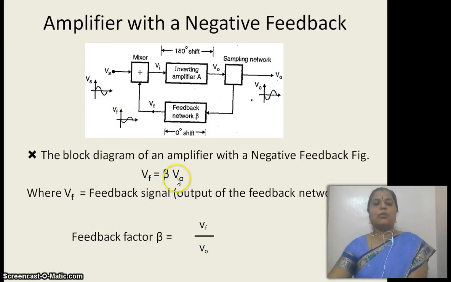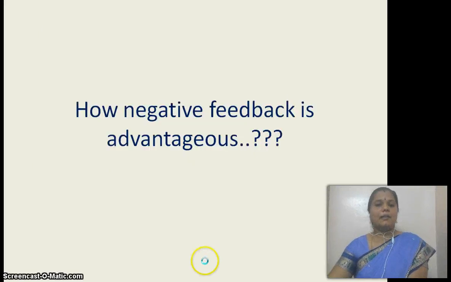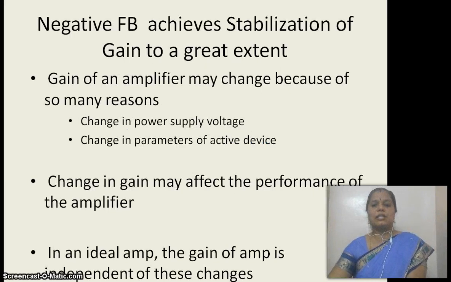And point number 2, the feedback factor, that is this beta, is nothing but the ratio of Vf divided by V0. And let us see how this negative feedback is advantageous.